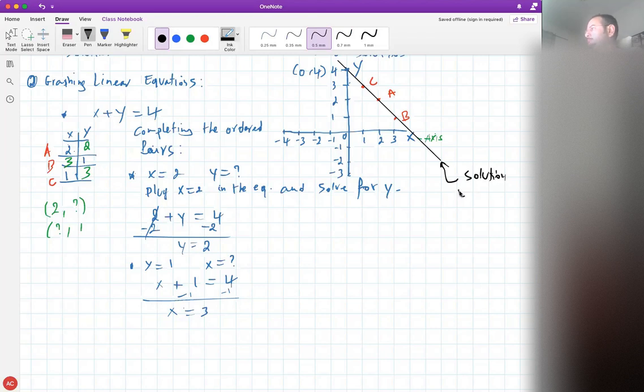So the solution set is a line. This line here. And that's pretty much the same process every time you want to graph a linear equation. You complete some points, you need at least 2 points. To graph a line, you need at least 2 points to be able to draw a line through them. And however many points you choose to complete, they should all belong to the same line.